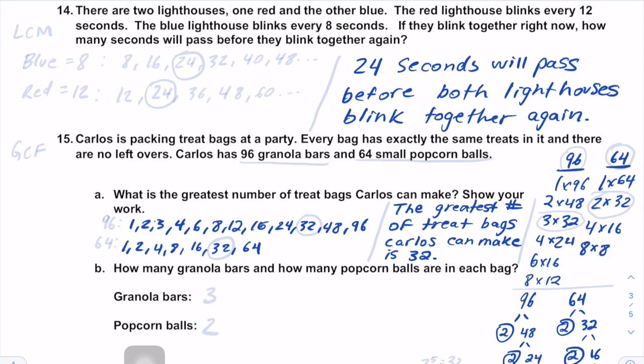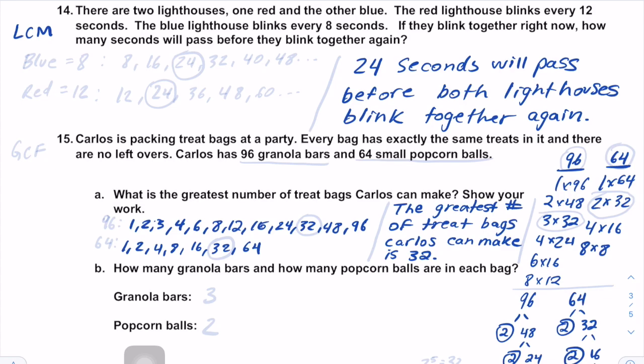Now, just thinking about our clues here, we know that because they blink every 12 seconds and the other blinks every 8, it would not make sense for them to blink together in any time less than that. This tells me that I'm going to use multiples, which tells me I'm going to use least common multiples. This also reminds me kind of like the Ferris wheel problem, the cicada problem, because it is asking how long will time pass before they blink together again. So in every situation that we've had dealing with time and something happening again, we've always done LCM.